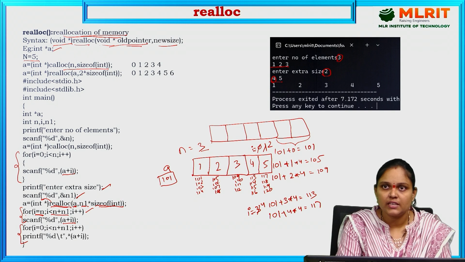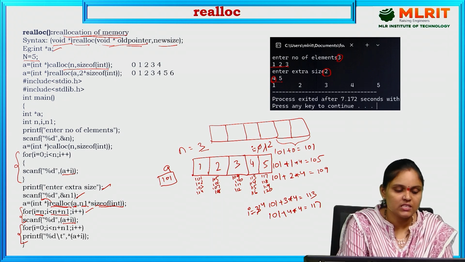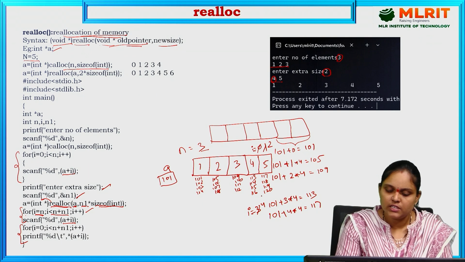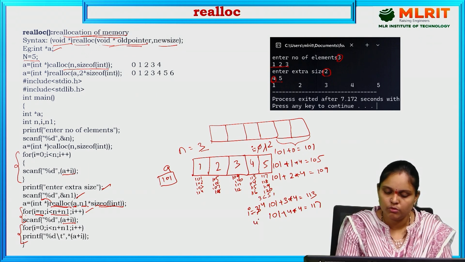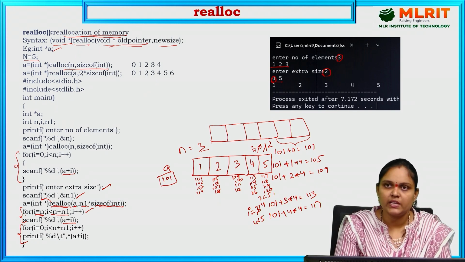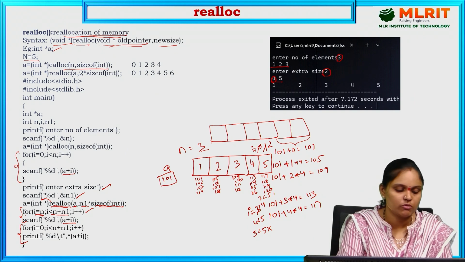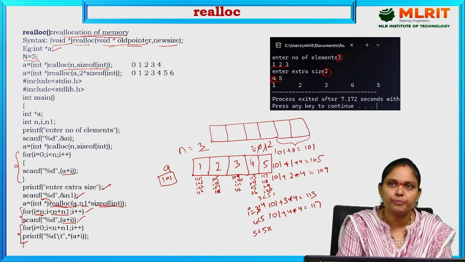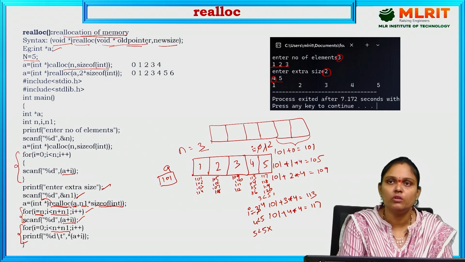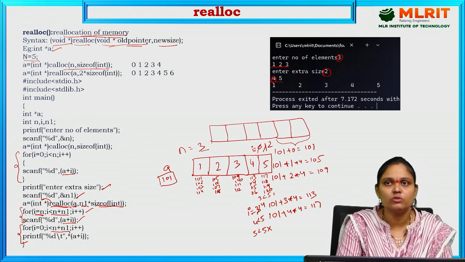So n plus n1, n is 3 and n1 is 2. So 3 plus 2 is equal to 5. So the condition is 3 less than 5, and here 4 less than 5, the condition will be true. And next, when i gets incremented to 5, 5 less than 5, the condition will be false and we come out of this for loop. Right? Here also we need to take the same condition because we are printing all the new size elements and also the old size elements.